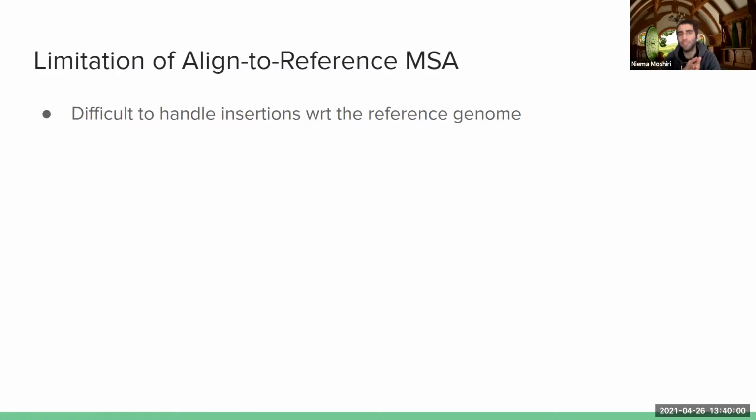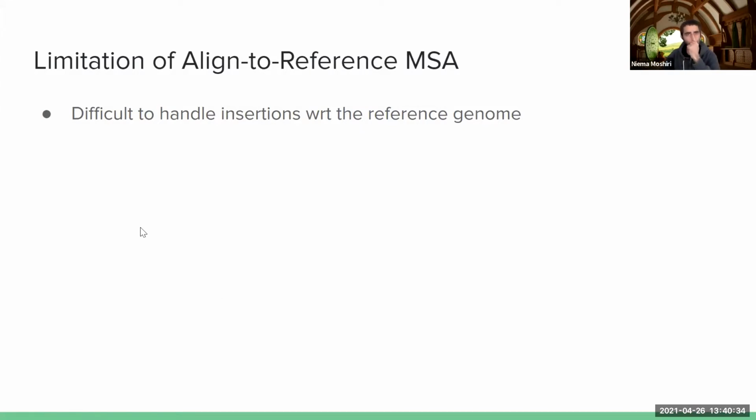Okay, so one of the limitations of this is that it's difficult to handle insertions with respect to the reference genome. I showed you that to take all of our pairwise alignments and concatenate them into a single multiple sequence alignment, I used each position of the reference genome as an anchor. But the problem with that is, what if I had an insertion with respect to the reference genome? What if there was, in one of my alignments, a gap in the reference genome? Unfortunately, I have no way of consolidating insertions with respect to the reference genome.